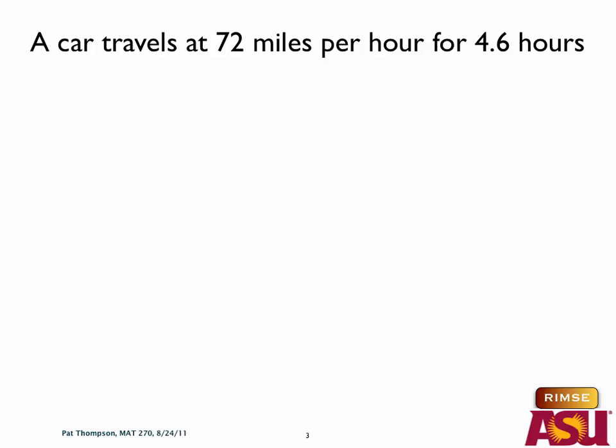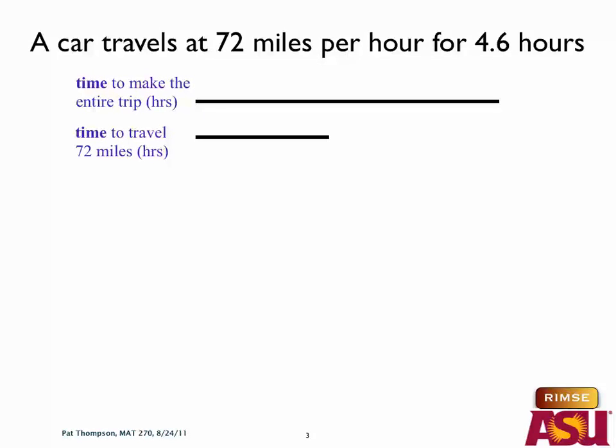So I gave you this situation, and we got a discussion going, and what we learned in that discussion was there were different ideas that were correct. Okay, so the first way that some of you might have made both bars a time bar. Here I'm saying that the bottom bar is the time to travel 72 miles an hour, and the top bar is the time to make the entire trip in hours.